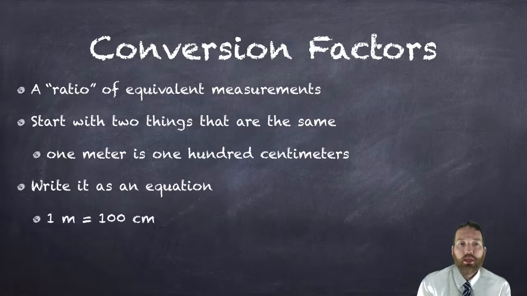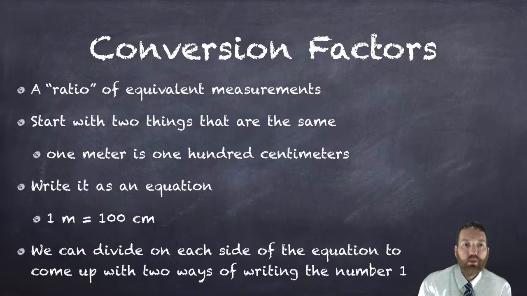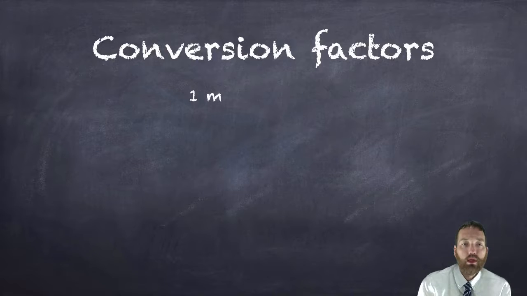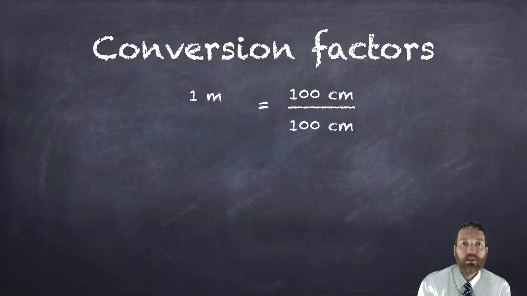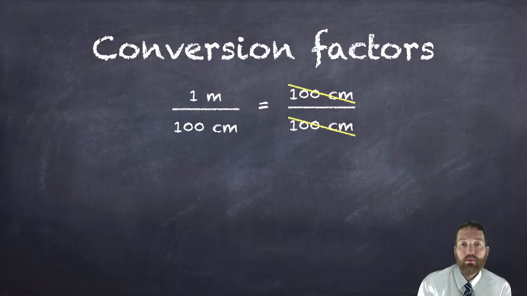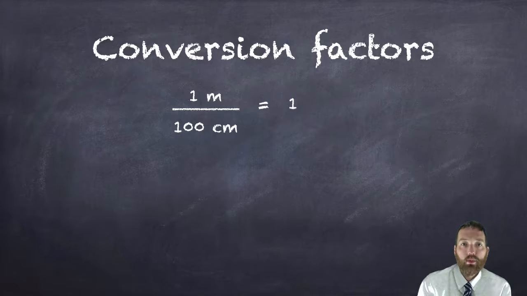Let's write it as an equation. 1 meter equals 100 centimeters. Next, we can divide on each side of the equation to come up with two different ways of writing the number 1. Here's what it looks like. So 1 meter equals 100 centimeters, and let's divide both sides by 100 centimeters. Of course, 100 centimeters and 100 centimeters cancels. If you divide a number by the same number, you get 1. So now this says 1 meter over 100 centimeters equals 1.